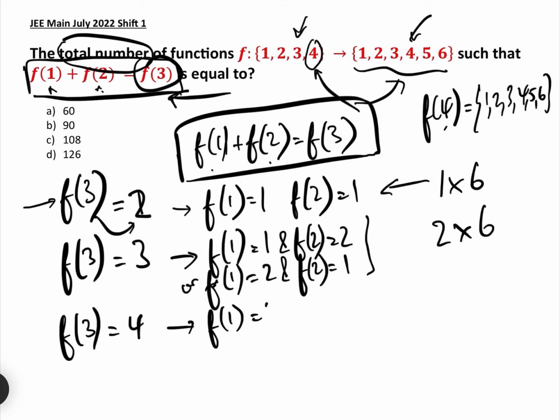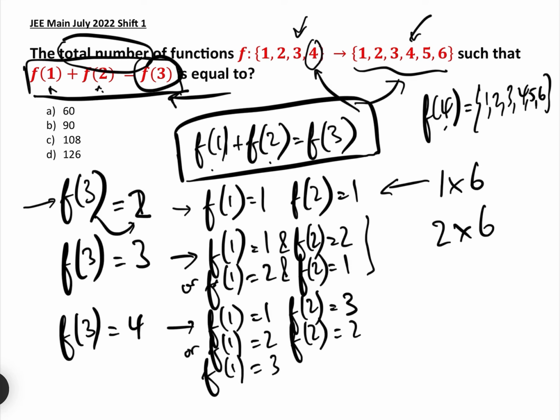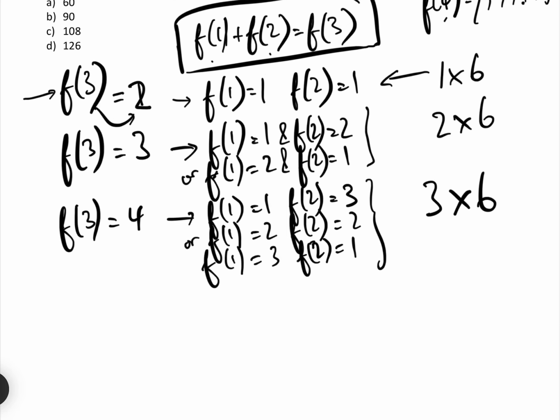Okay, well, f of 1 could be 1 and f of 2 could be 3, that would work, or f of 1 could map to 2, f of 2 would be 2, or f of 1 is 3 and f of 2 is 1. All 3 of those work. Okay, so there's 3 there times by, of course, 4 can float completely freely to any of the 6. That would be 3 times 6.